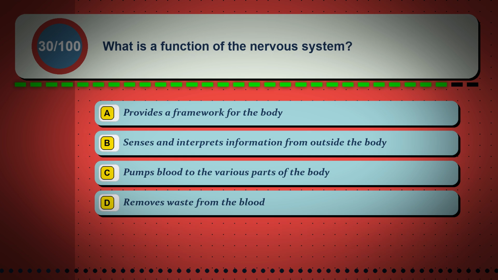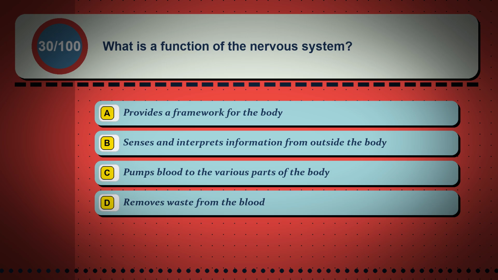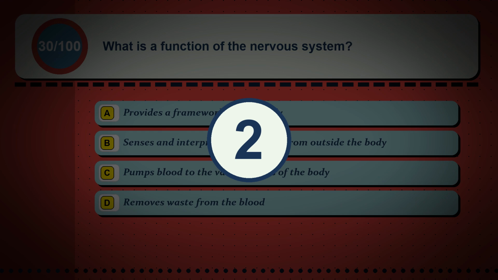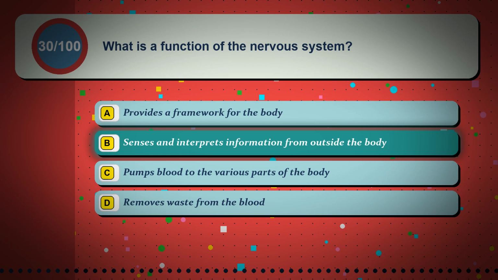Question 30. What is a function of the nervous system? Option A, provides a framework for the body. Option B, senses and interprets information from outside the body. Option C, pumps blood to the various parts of the body. Option D, removes waste from the blood. The correct answer is option B, senses and interprets information from outside the body.